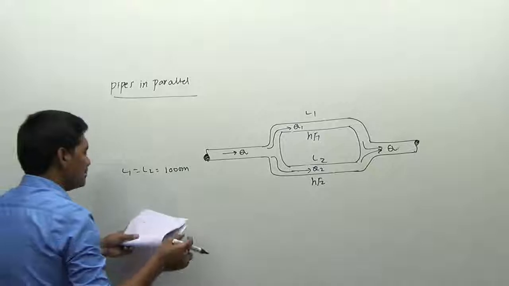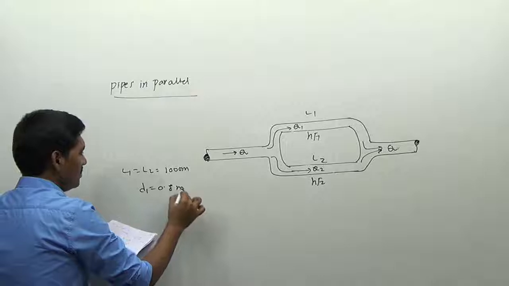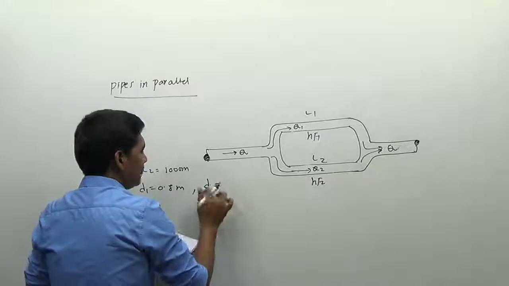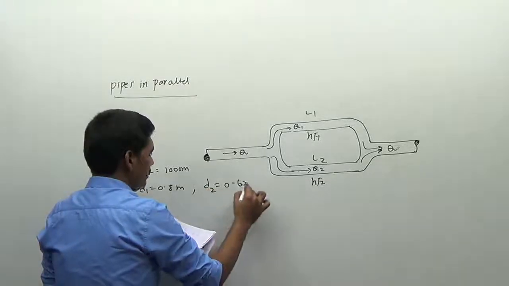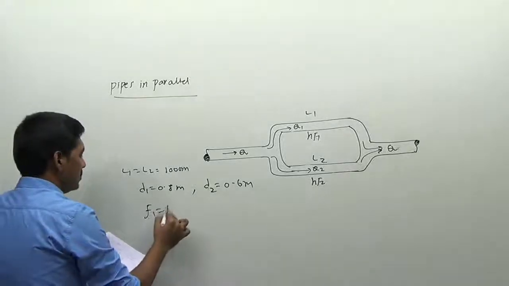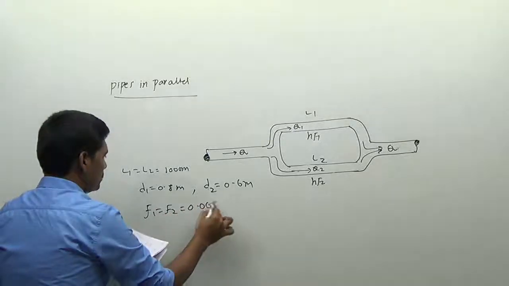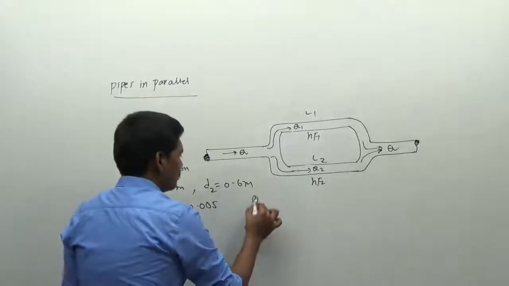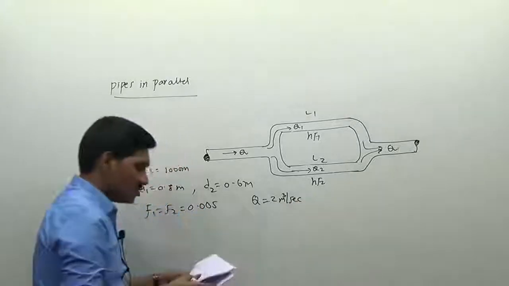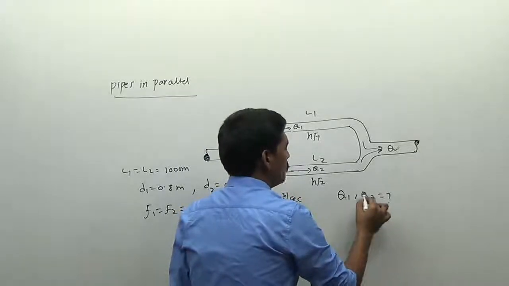If the values of diameters are unequal, then the values of discharge will also be unequal there. Okay. So therefore I can write D1 is equal to, it is given 0.8 meters, and D2 is equal to 0.6 meters. And the friction factor is same for all the pipes. So F1 is equal to F2 is equal to 0.05, and the total discharge is given as 2 meter cube per second. So we have to determine the discharges Q1, Q2.